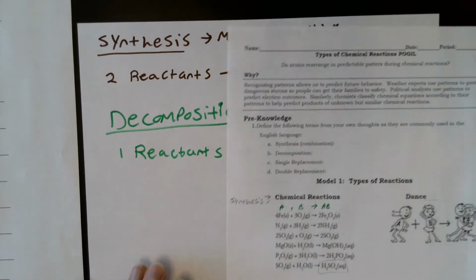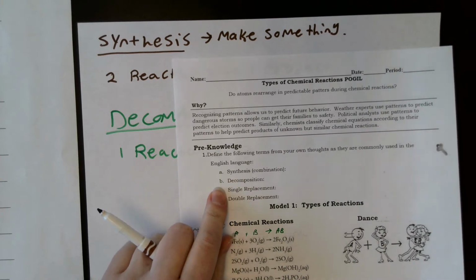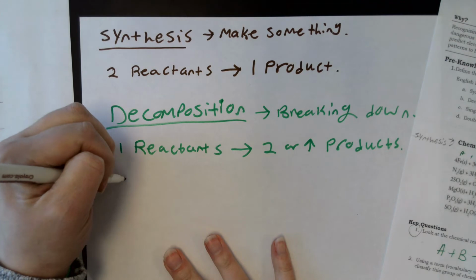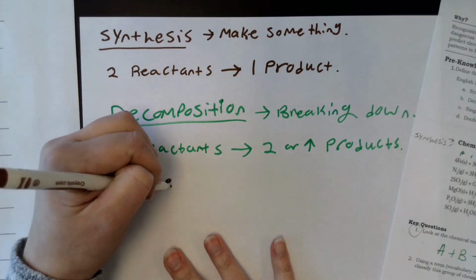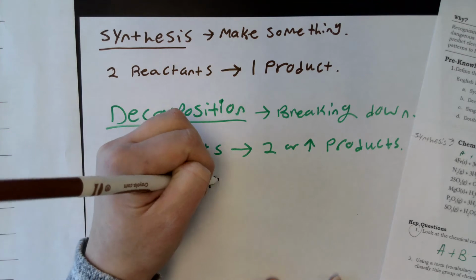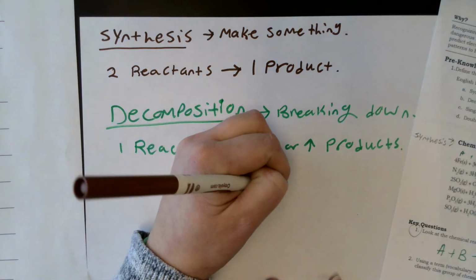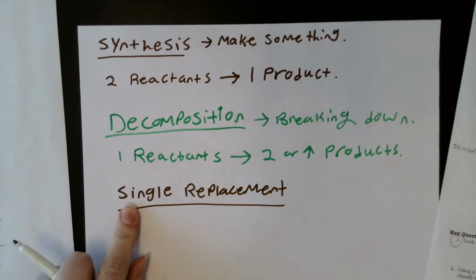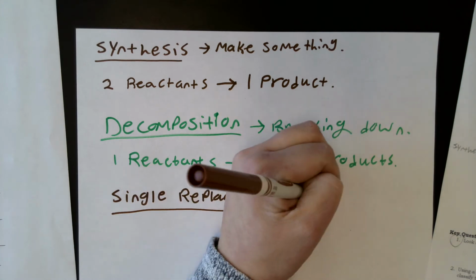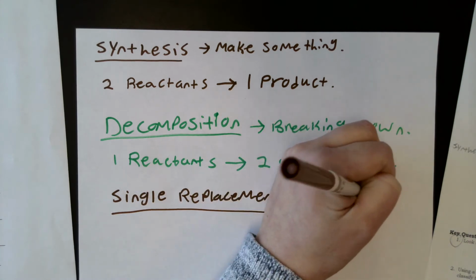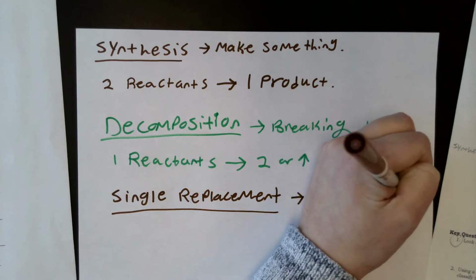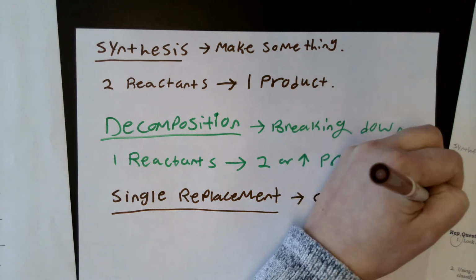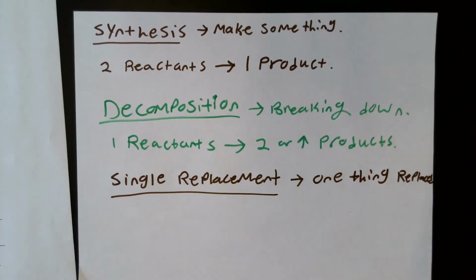So we can see on here that we talked about synthesis, we talked about decomp. Then it has our third type, which is called single replacement. Okay, single replacement. And you see the word single, hopefully you should understand that is one thing getting replaced. And this one is also fairly easy to understand and is self-explanatory.